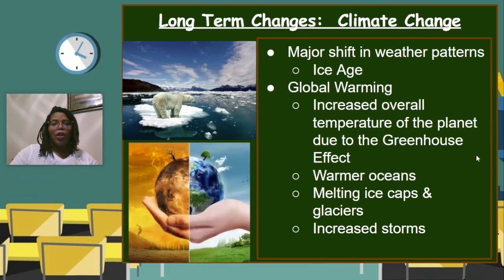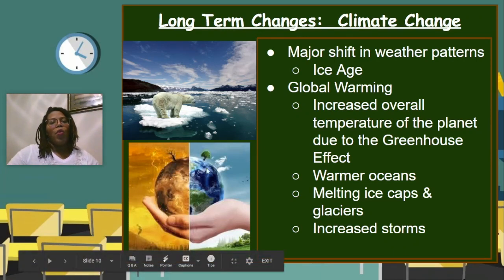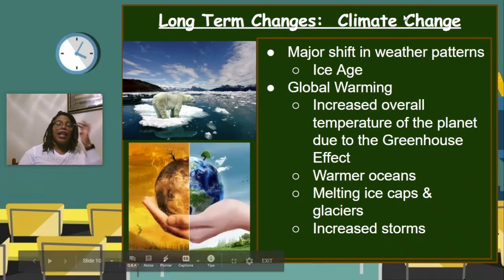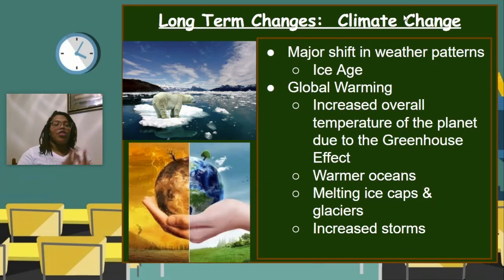So eutrophication is one of the 3 types of long-term changes. All right, so the next one we have would be climate change. So you should recognize this picture from the beginning and from day one. This is our polar bear that's on the ice cap, and then our warm planet that we saw that was on fire on one side. So when we talk about climate change, that means that there is a major shift. It is totally different from what's normal in the weather patterns. An example of that would be the ice age. That was a huge climatic shift. It went from being normal weather to frozen ice everywhere, right?